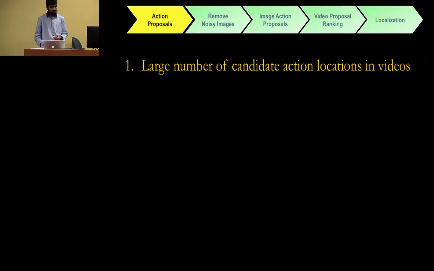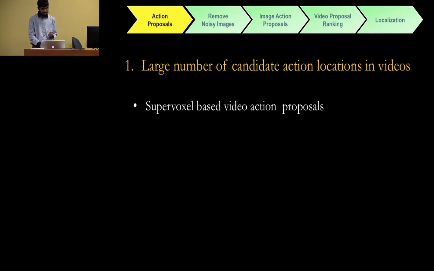And now I'm going to go into the details of each step briefly. So first of all, our first challenge was how we can obtain good candidate locations in the video, because there can be hundreds or thousands of locations in the video. So what we did is that we use a supervoxel based video action proposal method. We get the candidate locations in the video, but still there is a significant amount of proposals in the video.